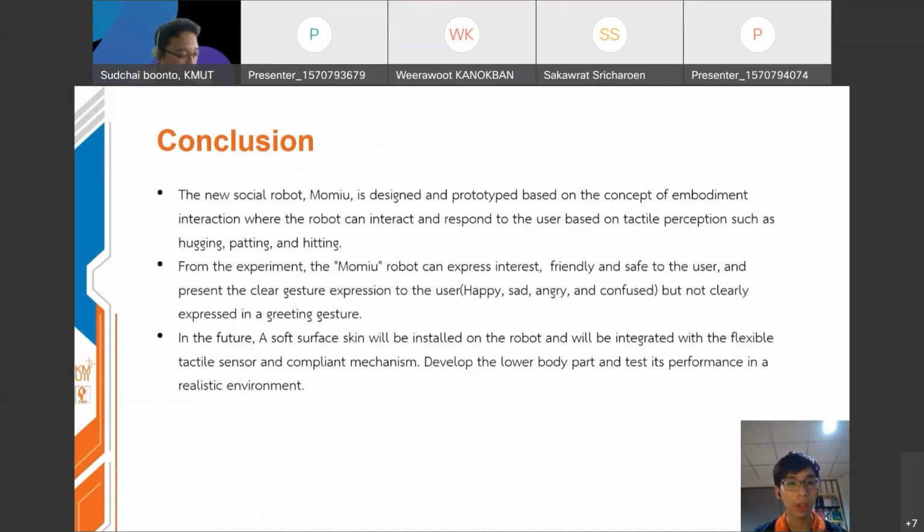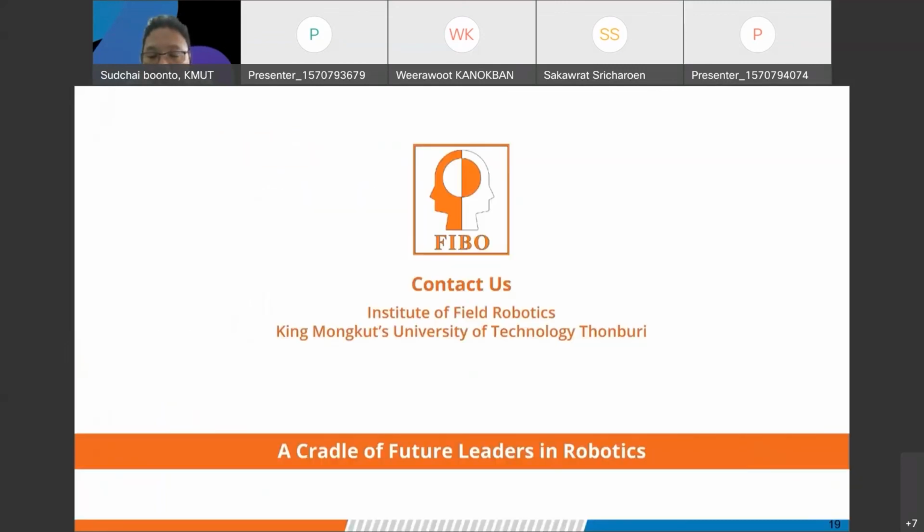In the future, a soft surface skin will be installed on the robot and integrated with a flexible tactile sensor and compliance mechanism, and we will develop the lower body part and test its performance in a realistic environment. Thank you very much.